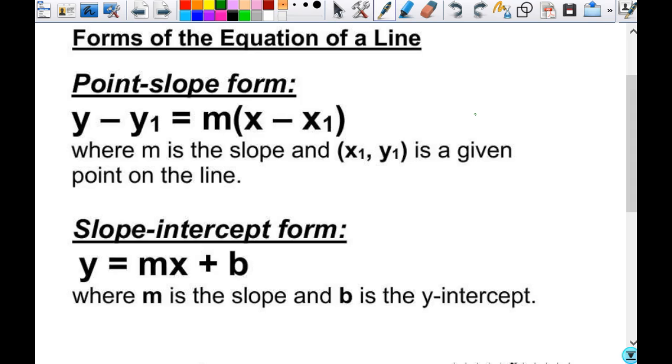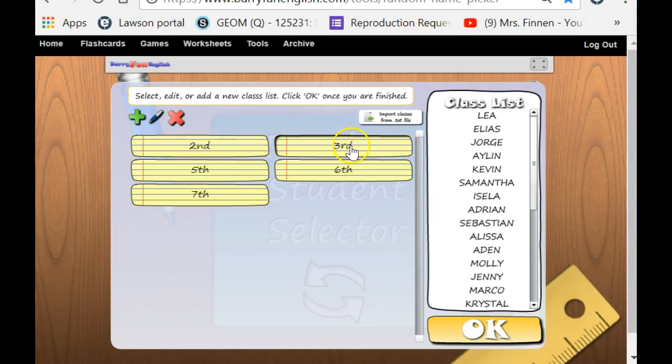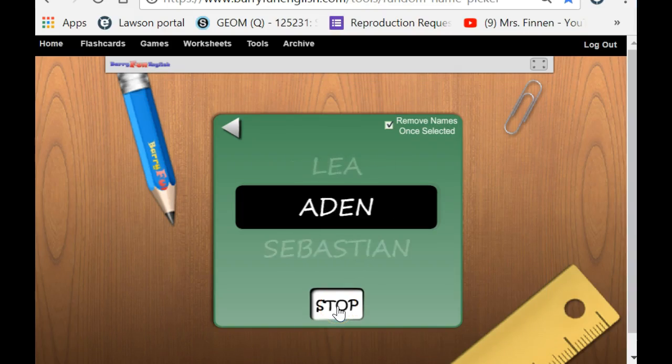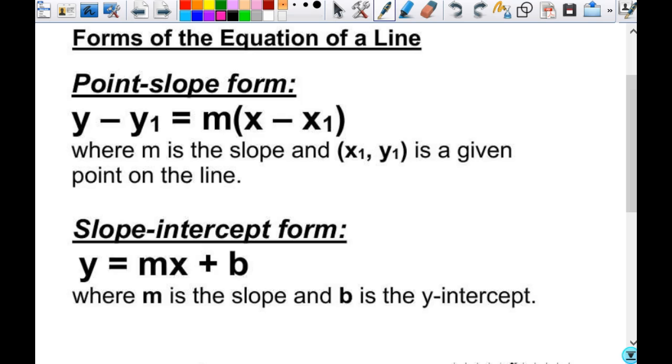Okay, so let's look at the slope formula. Okay, what is my slope formula? Talked about it yesterday. Should be fresh on our minds. Kishara, what's the slope formula? Okay, so m is equal to delta y over delta x. And that's exactly what you should be able to tell me, right?